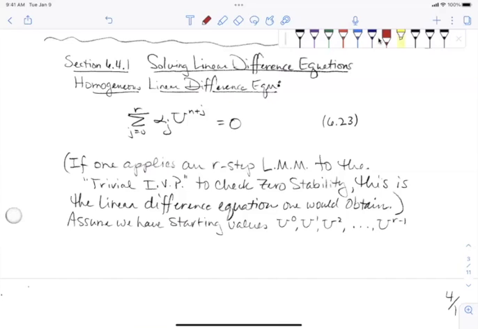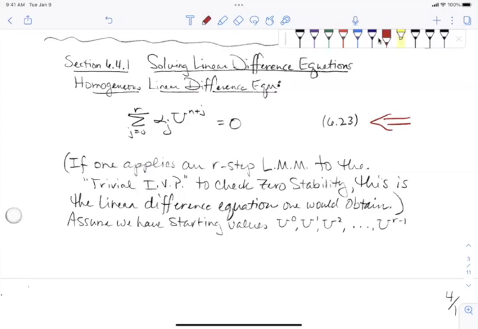The next section is a tutorial on how to solve linear difference equations. So this will seem a lot like solving linear differential equations if you've seen them before. So there are many parallels if you're noticing. Let's start with equation 6.23, and that is the general form that you'll see of the linear difference equation for this section.